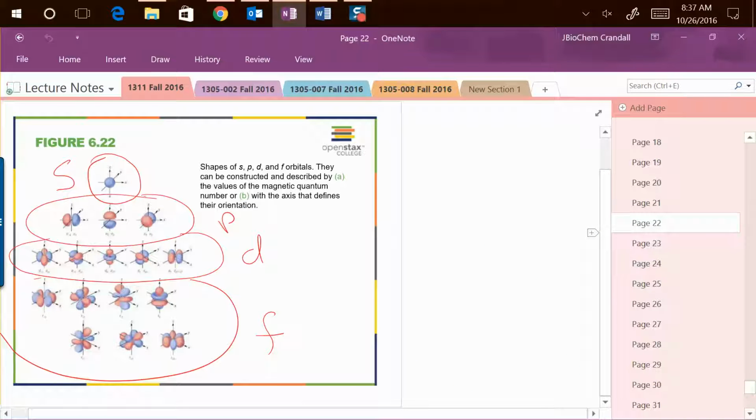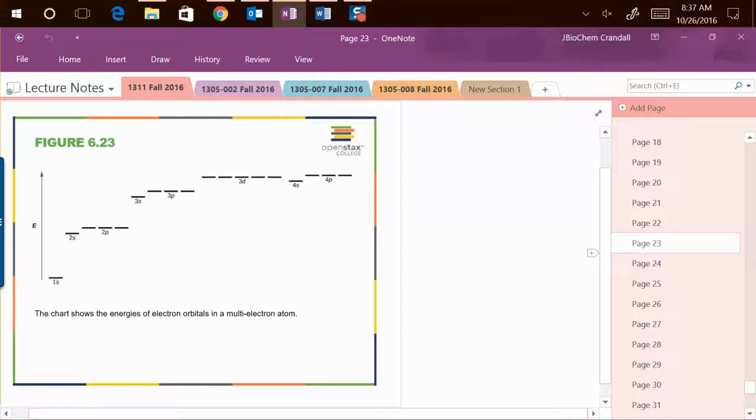Okay, so we're going to continue now in chapter 6. We left off talking about these orbitals, the different shapes of these orbitals. So now let's look at these energy diagrams for the electrons. An energy diagram is showing you how electrons will behave based on the energy associated with them.